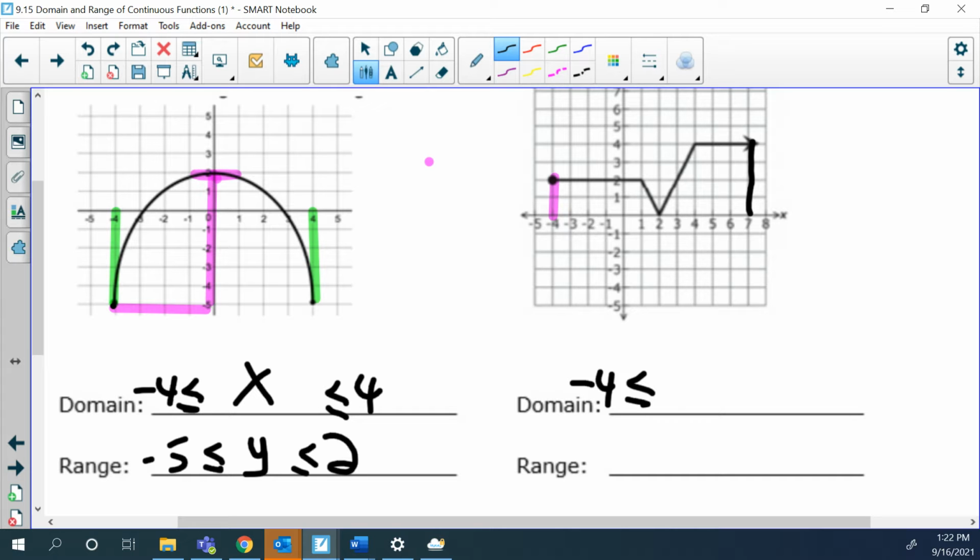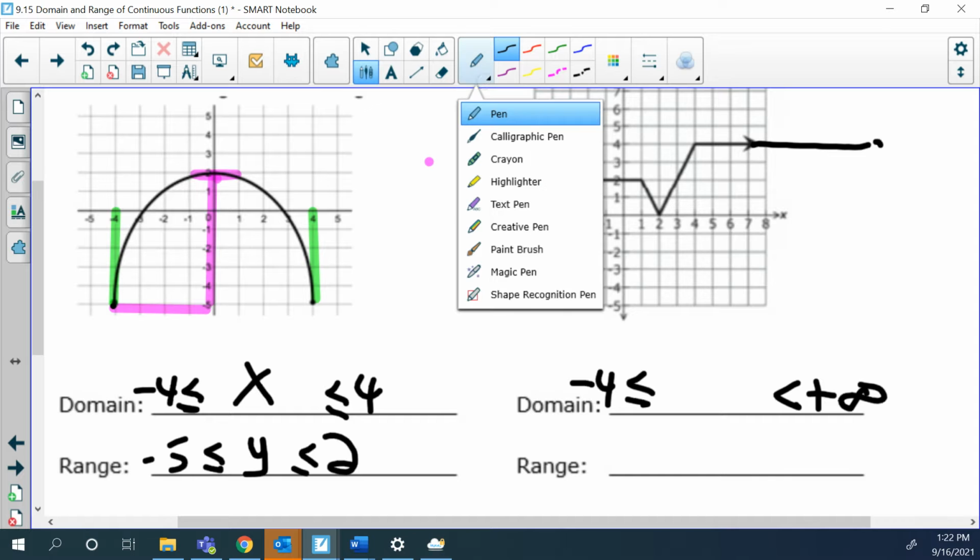No, no, no, no. It doesn't end at 7. An arrow means that it just keeps on going, right? So that's going to be positive infinity. And because it's positive infinity, we're going to use a less than symbol. Remember, for infinity, we use a less than symbol. And then for domain, I'm going to put the x in the middle.